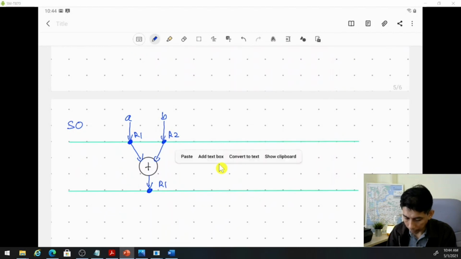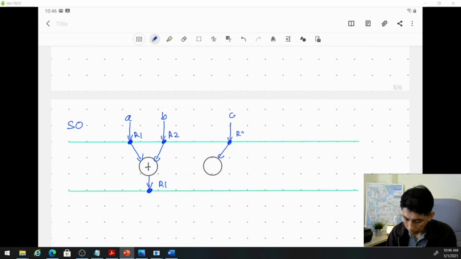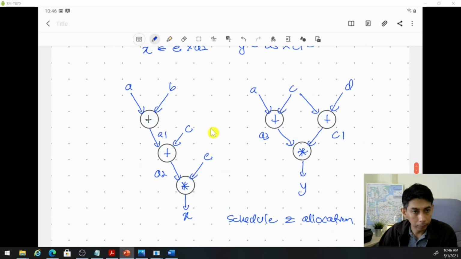We have another operation. Okay, we can have C in R3, where this is C, this is in R3, and this should be C plus A, and this is A actually, the same A.